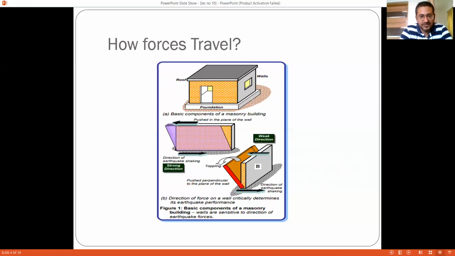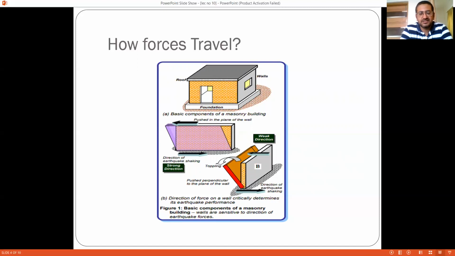Now, there are two concepts. First is in-plane bending and second is out-of-plane bending. Or in other terms, we can also say the weak direction and the strong direction, as shown in the figure over here. So what is going to be the weak direction and what is going to be the strong direction? If you talk about the wall, then if the force is applied along the length of the wall, it is considered to be a force in the strong direction.